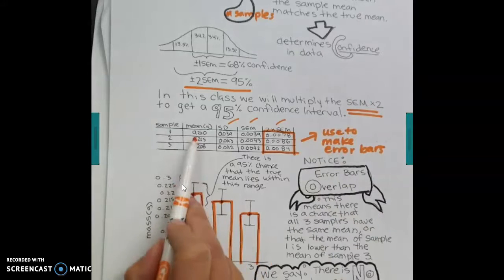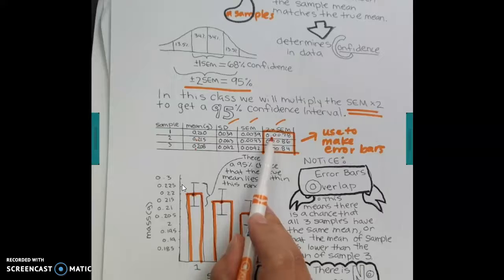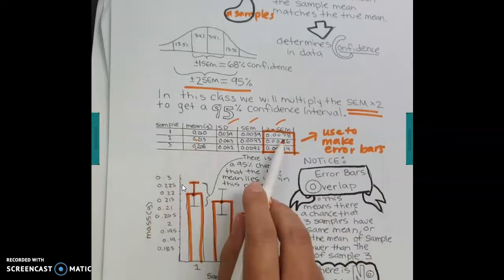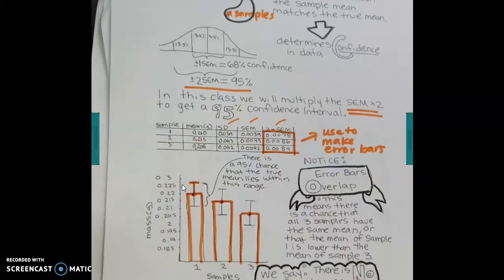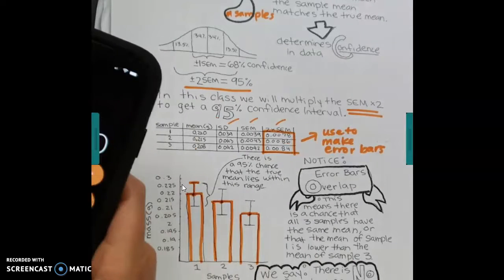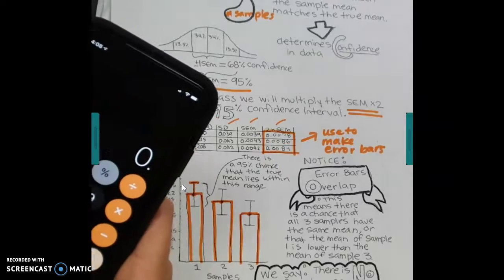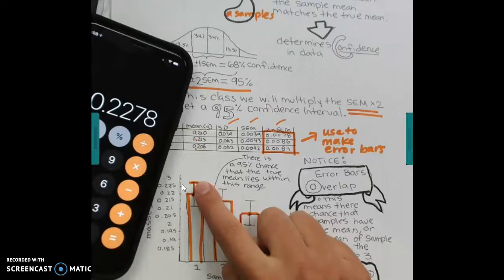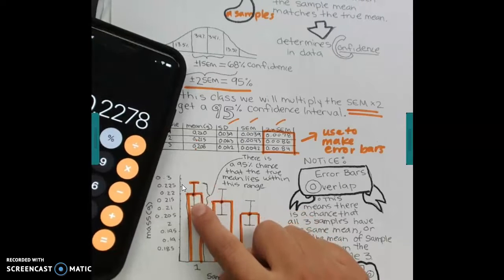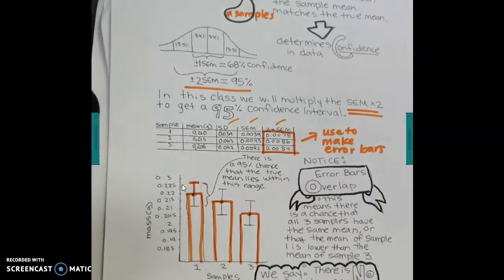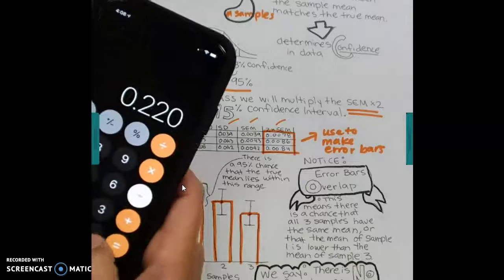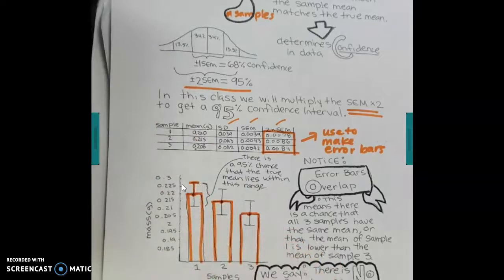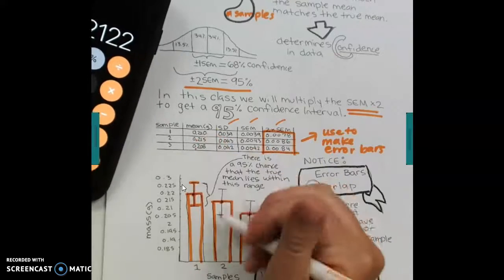So when we have the average of 0.220, we need to go up and down 0.0078. So we're going to go up 0.0078. So basically 0.220 plus 0.0078. So if you add that on your phone or your calculator, we're going to go 0.220 plus 0.0078. That means the top of this error bar needs to go up to 0.2278. And then we need to do our average minus 0.0078. So that would be 0.220 minus 0.0078. And that tells us how low we need to go for our error bars. And then we will do that for each of our data sets.